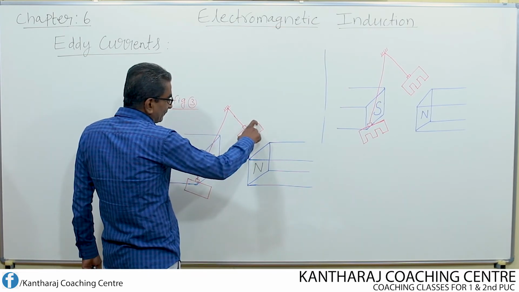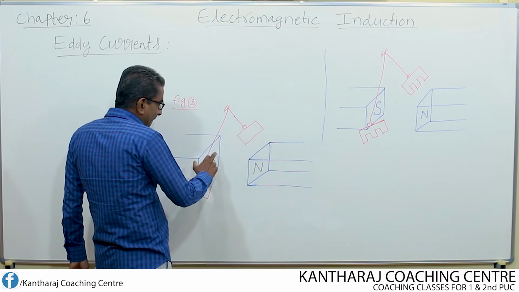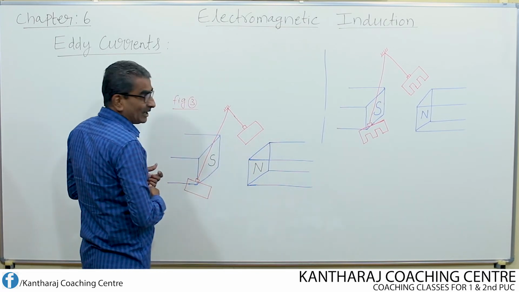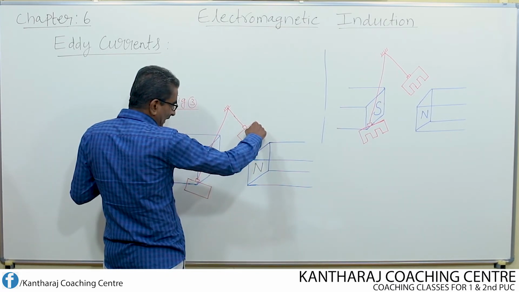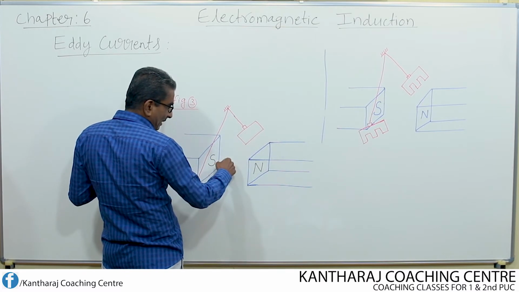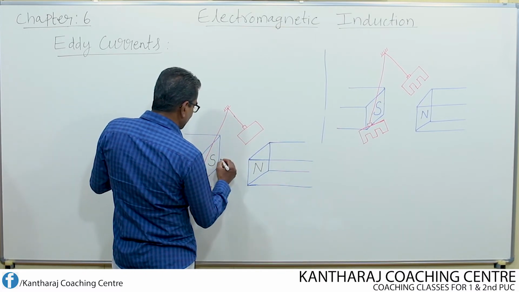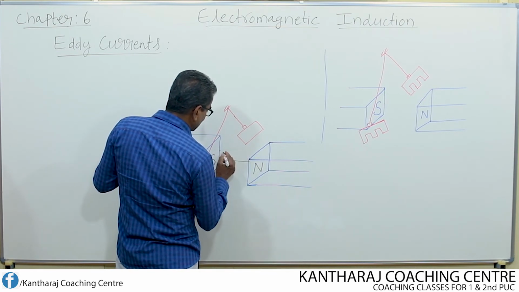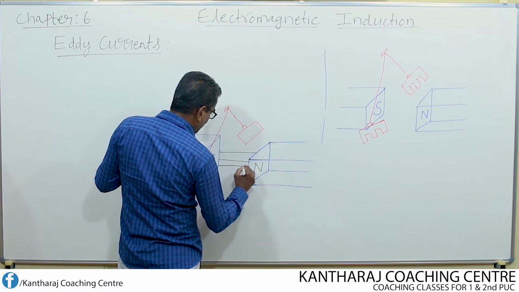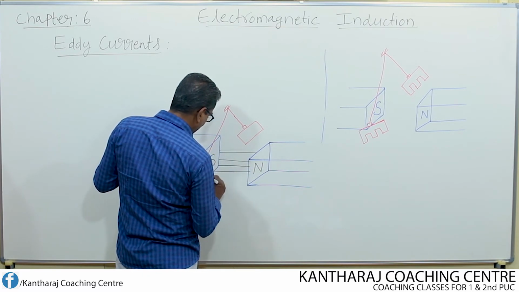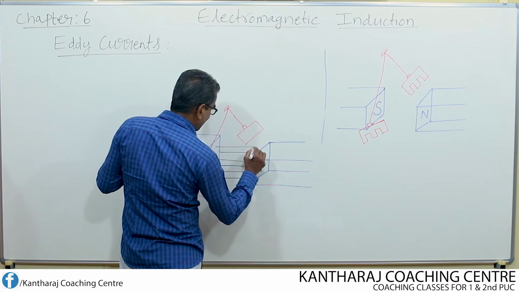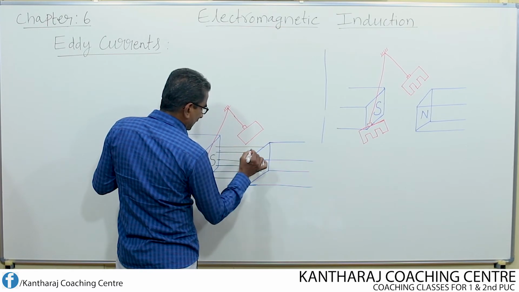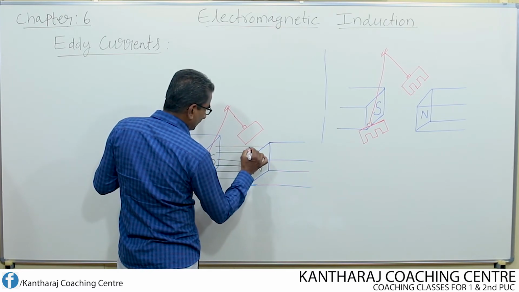So this thick plate, when it is made to oscillate between the two pole pieces of a powerful magnet or an electromagnet, what actually happens here? When the plate enters into the region of the magnetic field, say for example, this is the direction of magnetic field. The direction of magnetic field is from north pole to south pole.